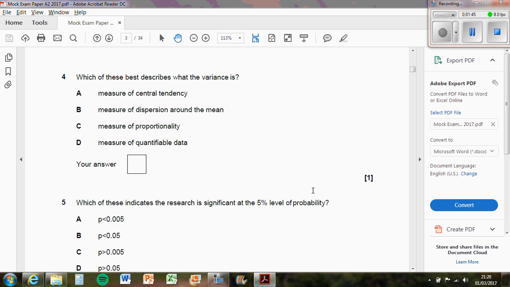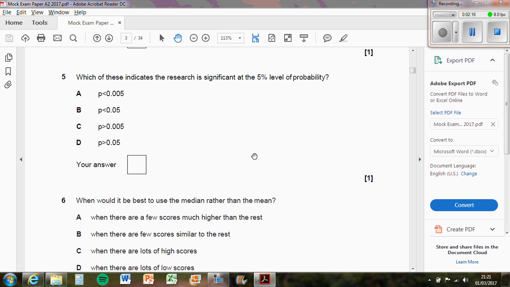Which of these best describes what the variance is? It's the measure of dispersion around the mean. Measure of central tendency is like mean, median, mode. A measure of dispersion around the mean is variance, standard deviation, or range. And then the other two are just made up things. They don't exist in psychology as things that you learn about on this spec, so you don't need to worry about those. So it's basically that measure of dispersion around the mean, how much the data varies away from the mean, so it's the variance, how much it varies.